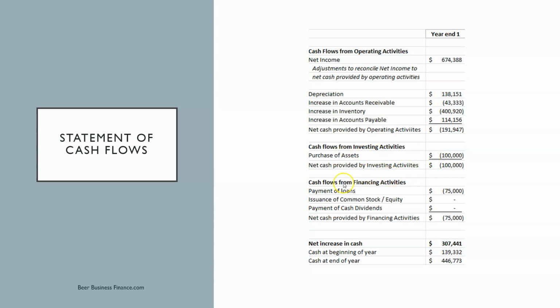That makes sense. Cash flows from financing. We paid down some loans, so $75,000 there. So some of these are kind of intuitive and make sense and can be useful, but others might be a little confusing. Like, well, I don't know why we're adding back the inventory or the payables. So this gets a little murky for people.